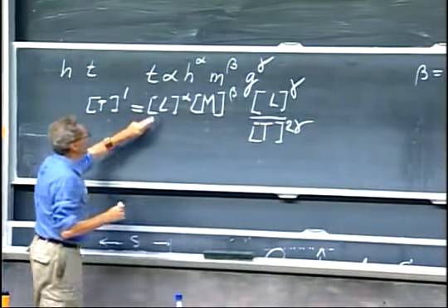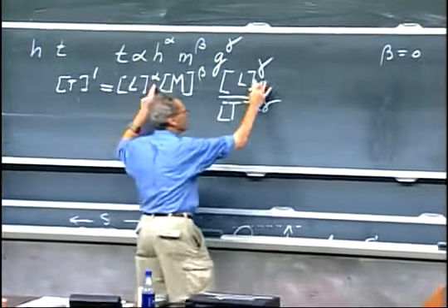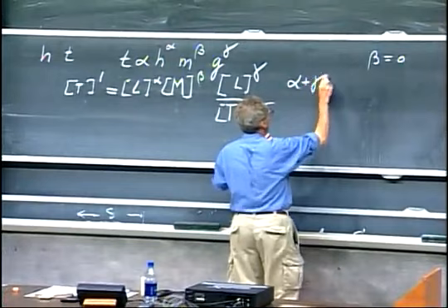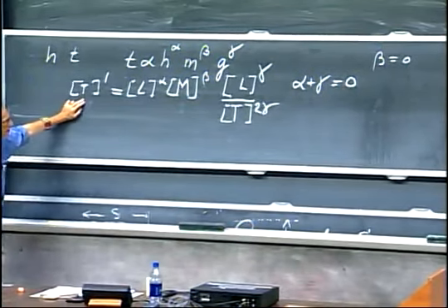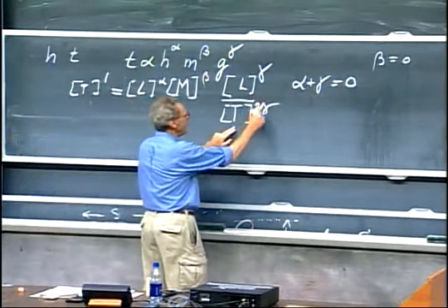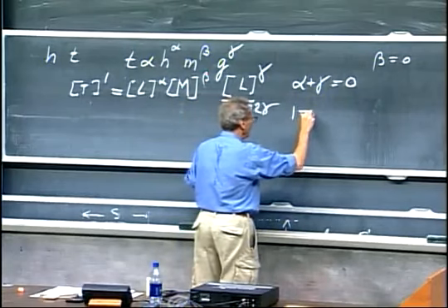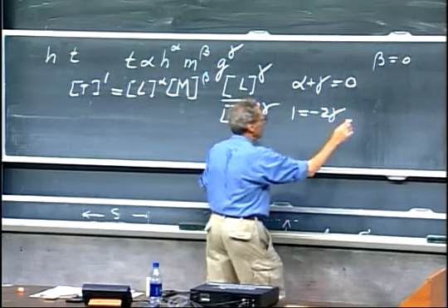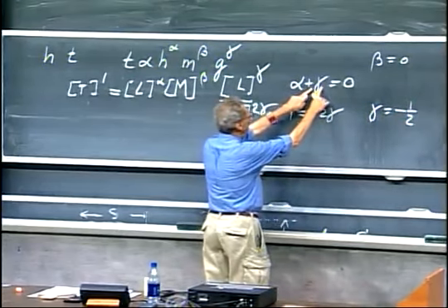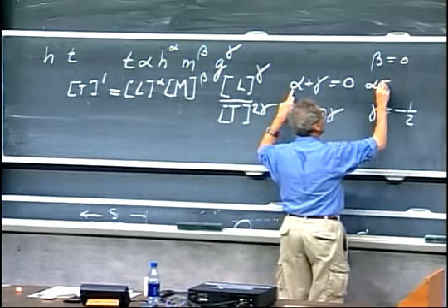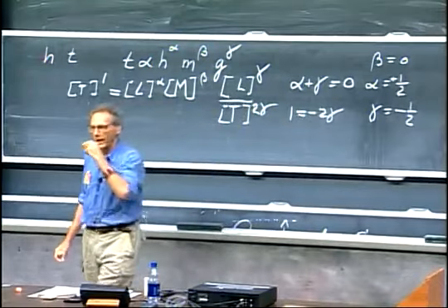There is here L to the power alpha, L to the power gamma. There is no L here, so L must disappear. So alpha plus gamma must be 0. There is T to the power 1 here, and there is here T to the power minus 2 gamma. It's minus because it's downstairs. So 1 must be equal to minus 2 gamma. That means gamma must be minus 1/2. But if gamma is minus 1/2, then alpha equals plus 1/2. End of my dimensional analysis.